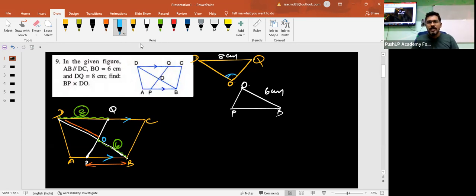Why? Because the vertically opposite angles are equal, right? Because you know these two angles are vertically opposite angles formed in between two intersecting lines, right? Then one more thing. Children, these two angles are what? They are interior alternate angles because you know DQ and PB are parallel to each other. Okay, so that part is also clear.